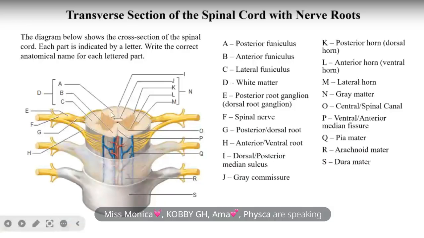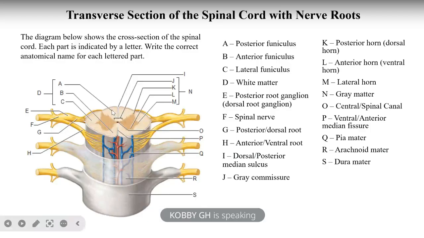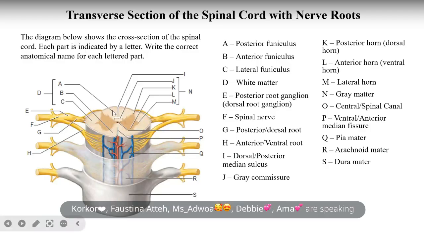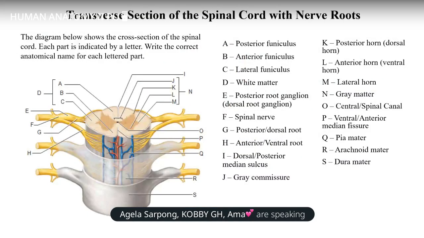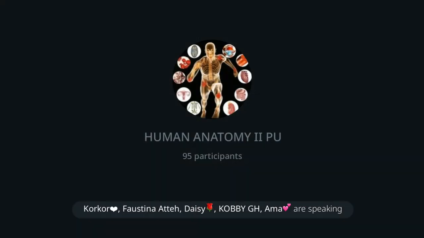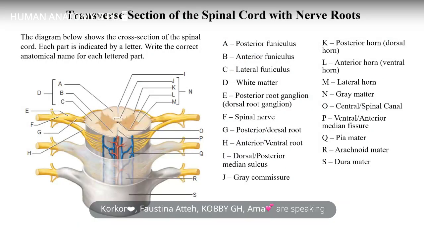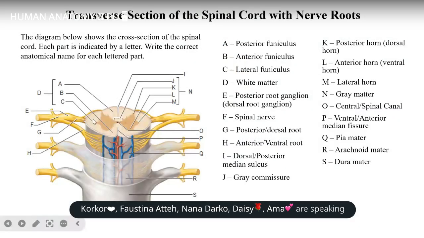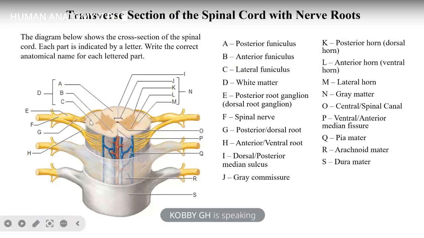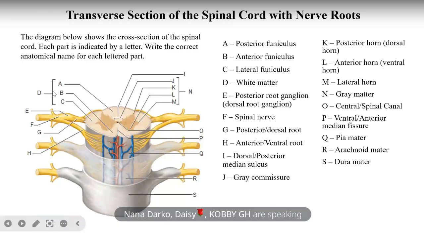Say posterior funiculus. The A. Say posterior funiculus. Posterior funiculus. The B is anterior funiculus. Say anterior funiculus. Then the C, we call it the lateral funiculus. Say lateral funiculus. Lateral funiculus. All the funiculuses come together to form the white matter.